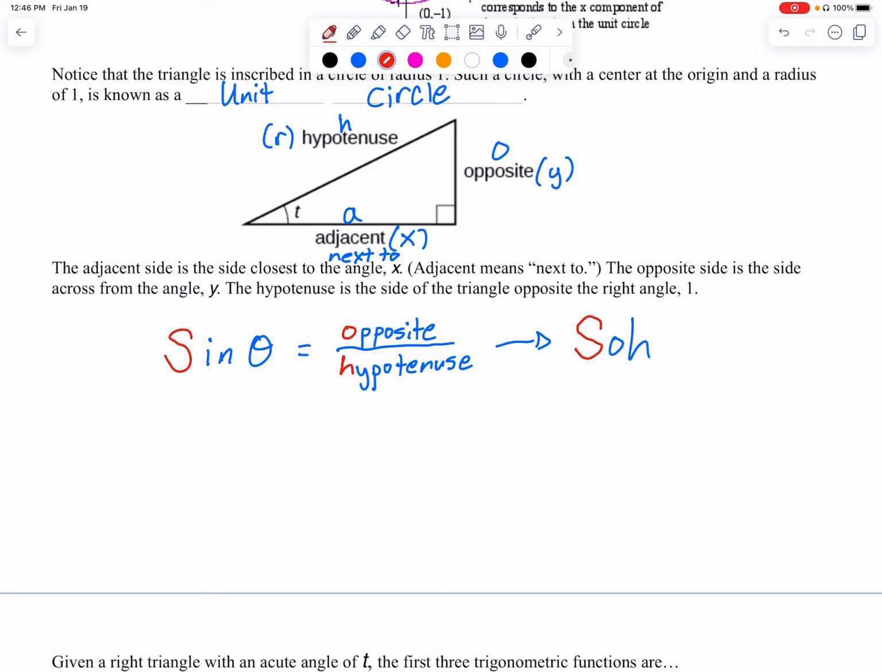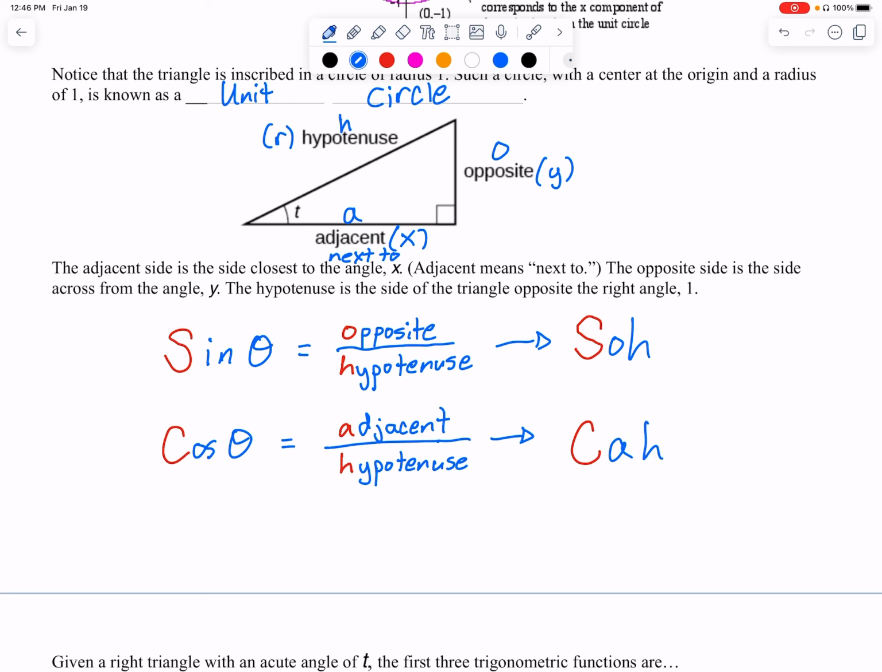Okay, the next one we're going to have is cosine. And I'm going to write in all my red letters here. Right? Cosine of an angle is going to be adjacent over hypotenuse. Right? And that's C, adjacent over hypotenuse. So that's cosine, adjacent, hypotenuse. First one was sine, opposite, hypotenuse. Next one is cosine, adjacent, hypotenuse. So it just tells us what's the ratio with them.